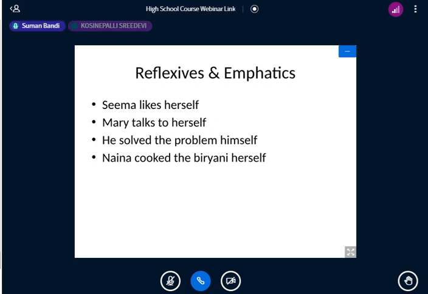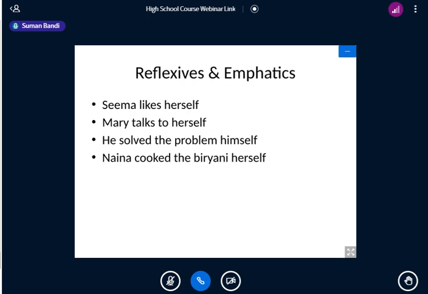So whenever you have a doubt, like you are confused how to identify an object, just remember these two questions, what and whom. If you get an answer to one of these questions, yes, there is an object in that sentence. Let us apply it to the first sentence. Seema likes what? Wrong question, because what is not a person. Here there is a person. So you can ask, Seema likes whom? Herself is the object. Similarly, Mary talks to whom?